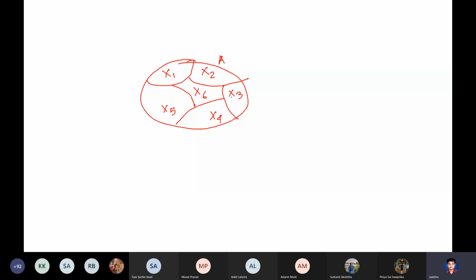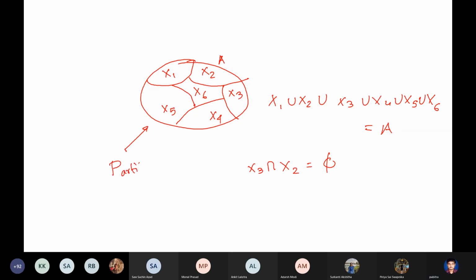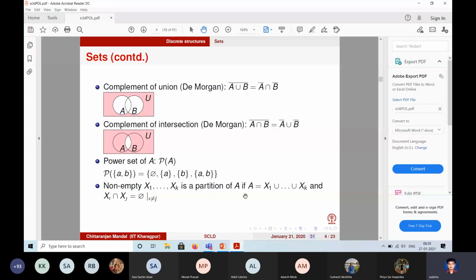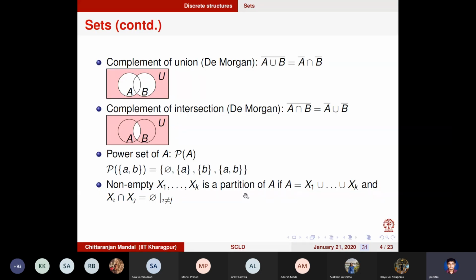You see, if you take x1 union x2 union x3 union x4 union x5 union x6, you get back A. And similarly, if you pick up any two, let's say x3 and x2, you get a null. They do not overlap. So this collection x1 to x6 is a partition of A. Simple. I am sure all of you know this. So these are two important definitions, the power set and the partition, which you keep in mind.